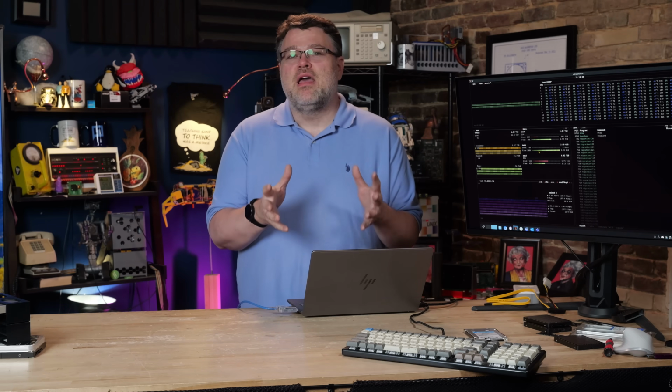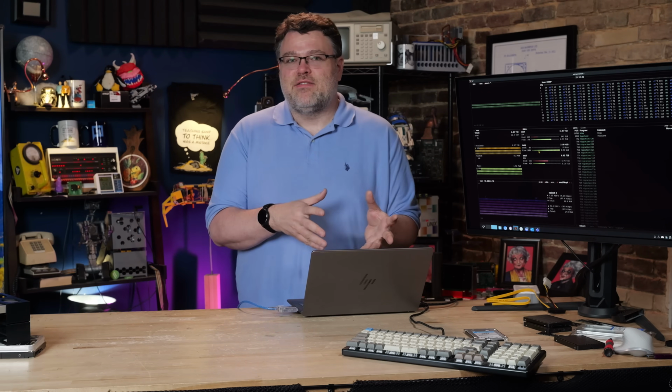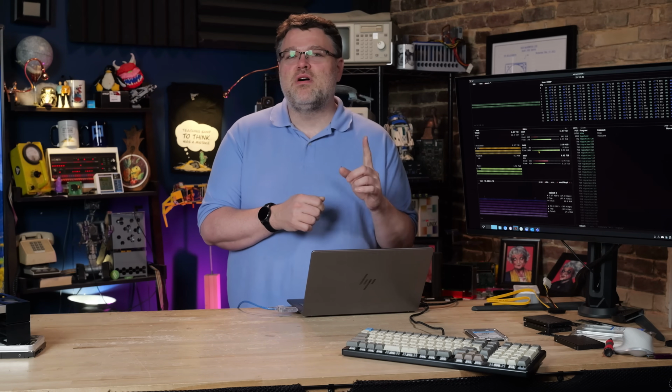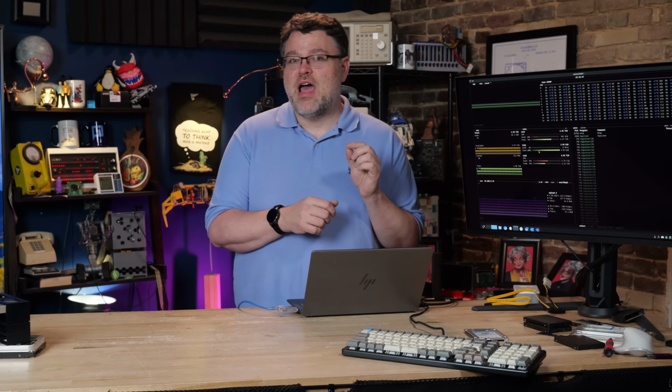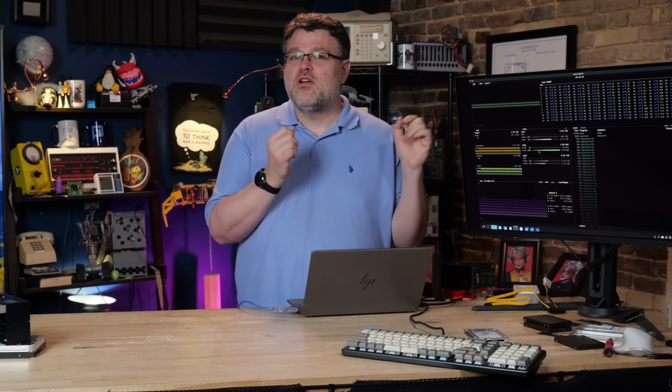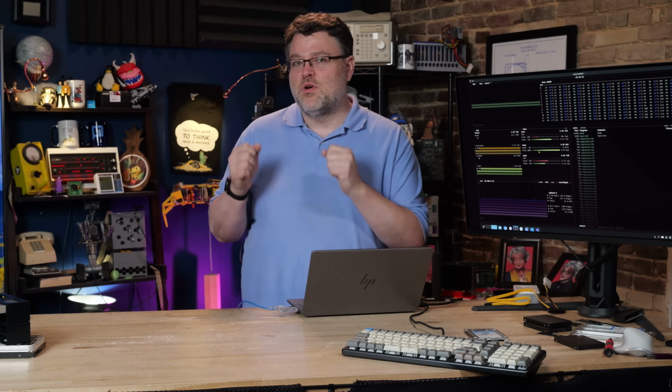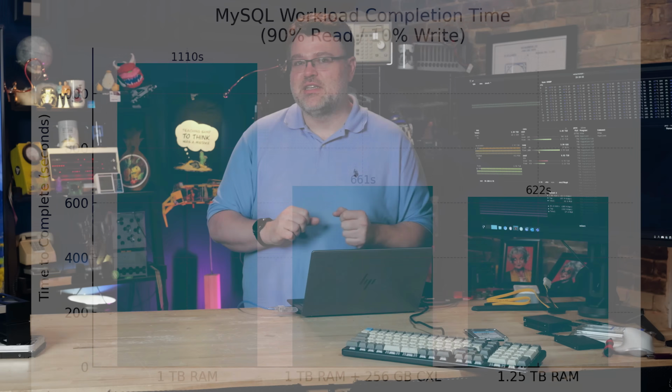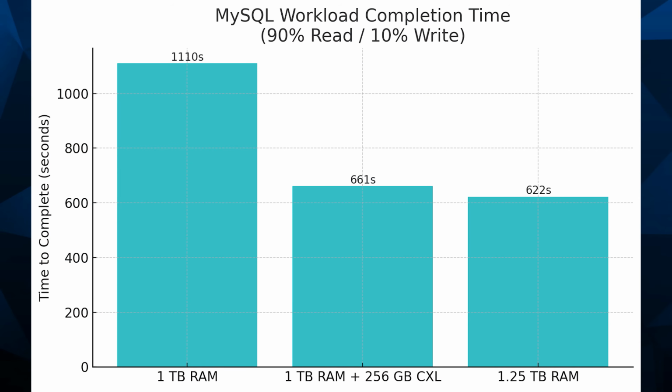Now, CXL memory is slower than DRAM. Let me be clear. It's slower in both bandwidth and latency. It's about double the latency. That's why I sort of limited us to 1 terabyte to start with, so I can do an apples-to-apples comparison. What's 1.25 terabytes of DDR5 versus 1 terabyte of DDR5 plus 256 gigs of CXL? Spoiler: DDR5 is faster, but the CXL configuration was only about 6.5% slower on average for these database workloads.